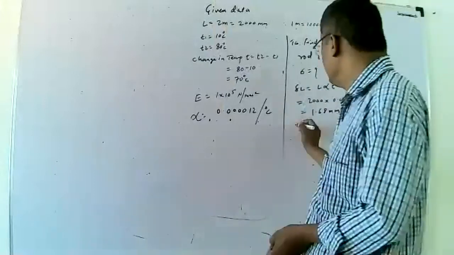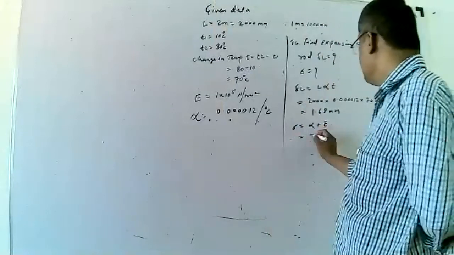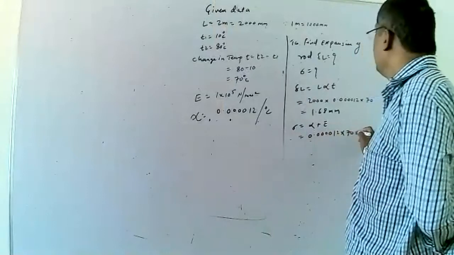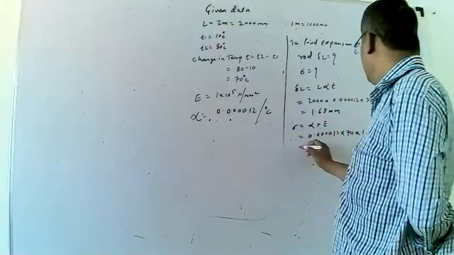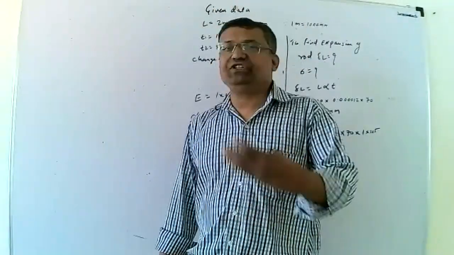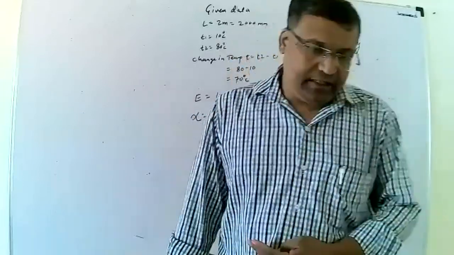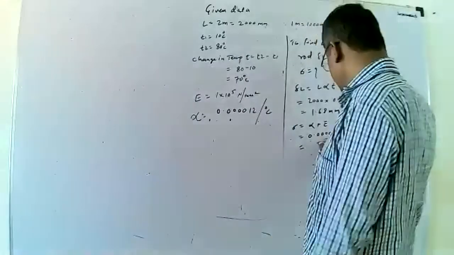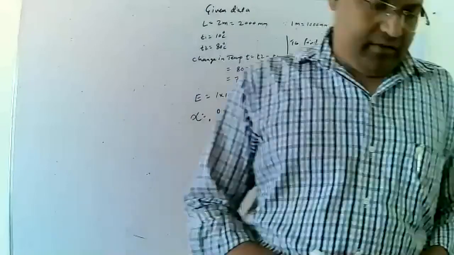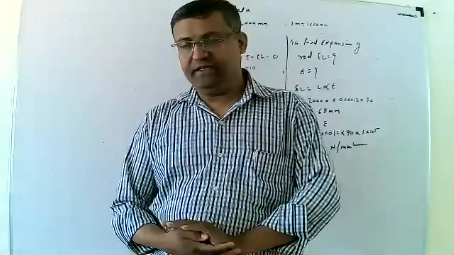Then find sigma equal to E alpha T. We put all these values: E is 1 into 10 raised to 5. Then we can easily calculate sigma, that is the stress, meaning how much stress is induced in the material. That value we get is 84 Newton per mm square. Then the nature of stress will be compressive if the expansion is prevented at both ends.